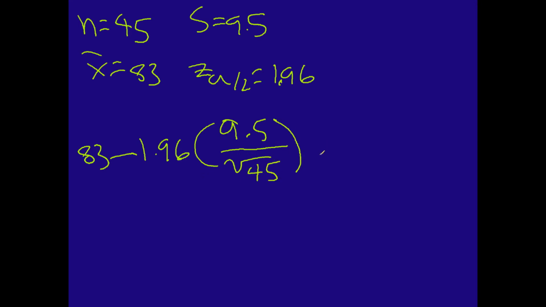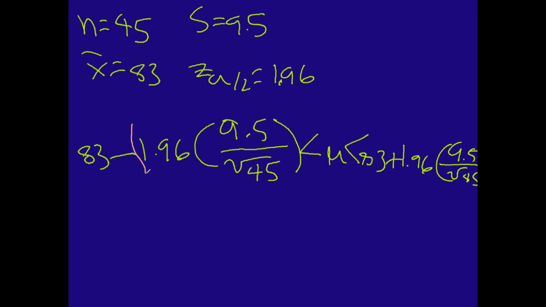Close that out. Then we got our mu. And then we got 83 this time plus 1.96 times 9.5 over the square root of 45. Okay, that's what's happening. Now, if you calculate this information right here, you can do it in a calculator. I'm not going to sit here and do it for you.